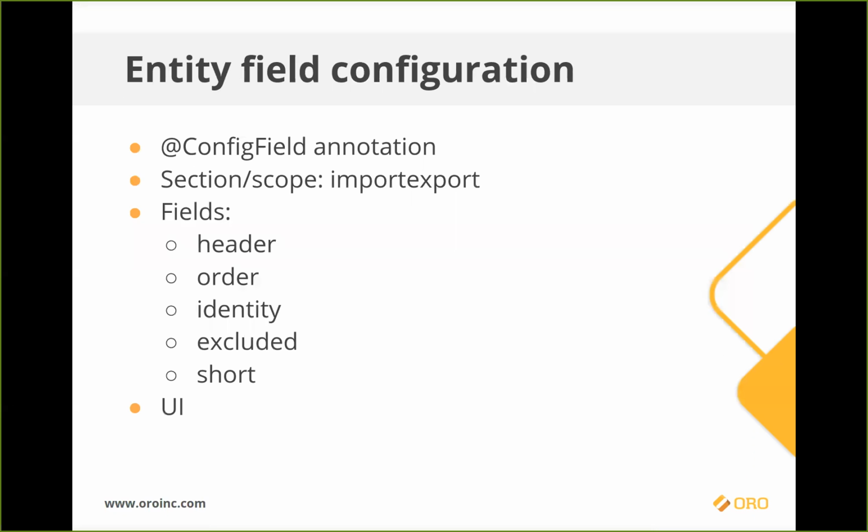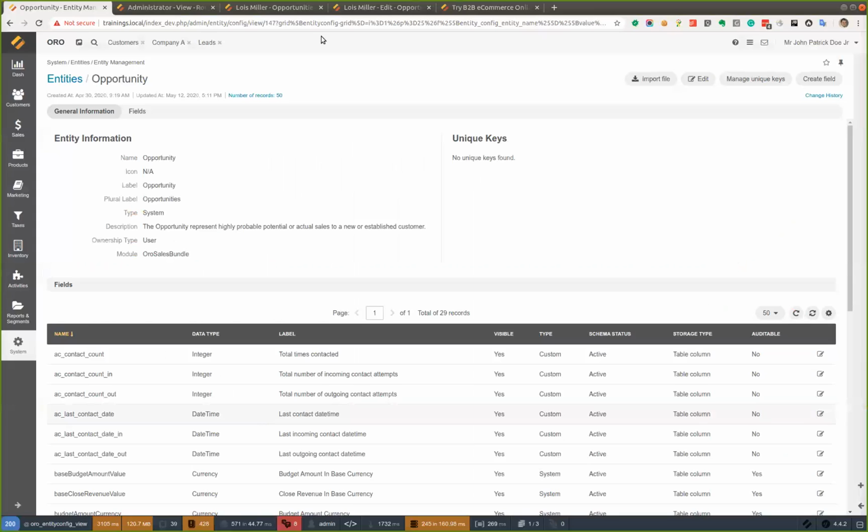And now how we configure the import-export. Again, we have config field annotation with the scope of import-export. And the fields we can use are header, order, identity, excluded, or short. Okay, we're gonna talk about each in a second, but first we'll show you that you can modify them through the UI. So let's open the UI of the application.